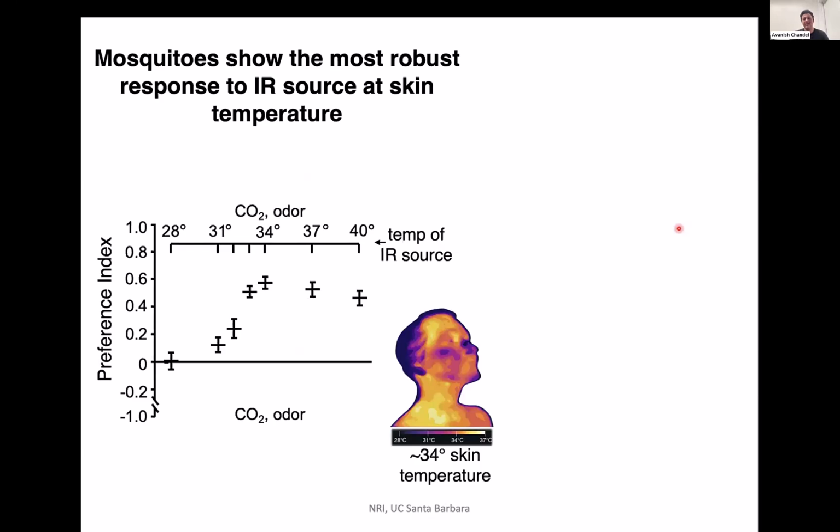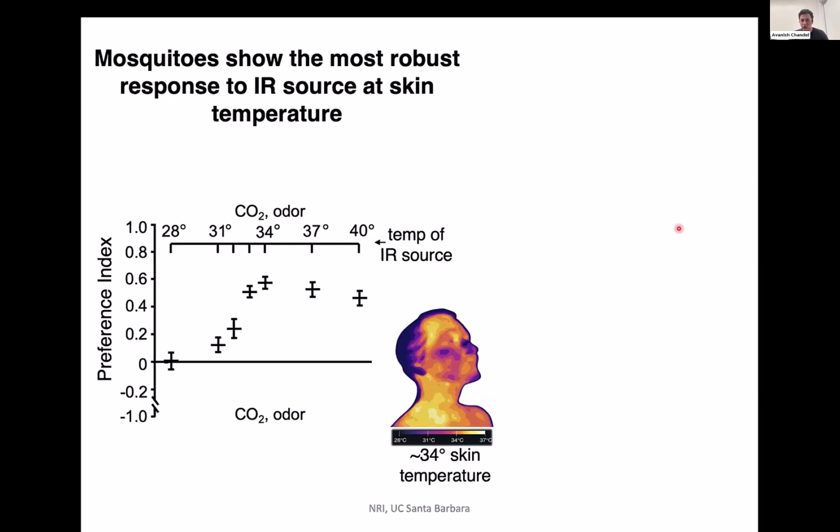We also found that IR is most effective as a sensory cue when it matches human skin temperature. In our experiments, we observed that as the Peltier surface temperature increased from 28 degrees Celsius to 37 degrees Celsius, the IR preference index also increased, peaking around 37 degrees Celsius. However, when we raised the temperature beyond physiological levels, like 39 to 40 degrees Celsius, the response began to decline, indicating that the mosquitoes are tuned to detect IR within a specific biologically relevant range.